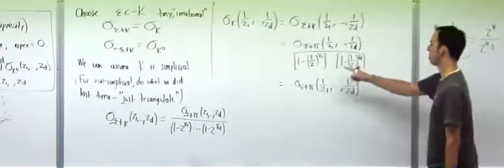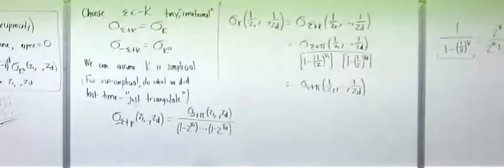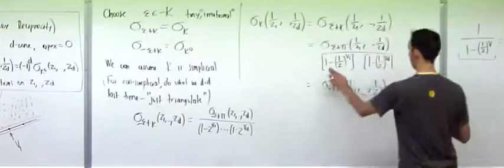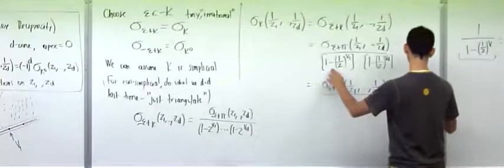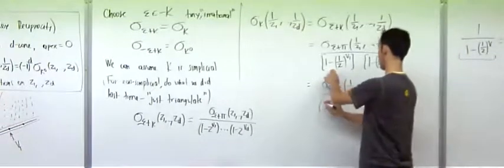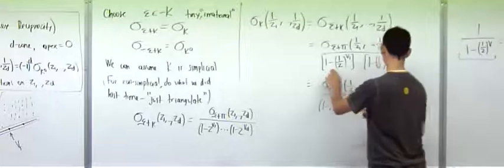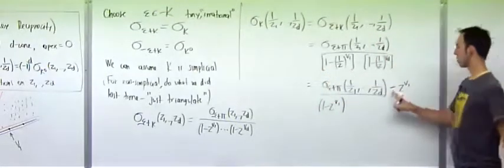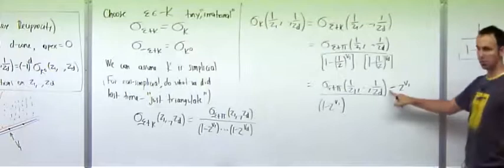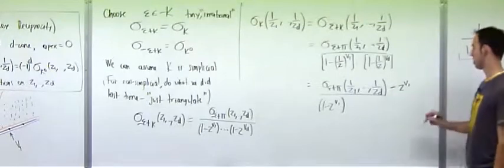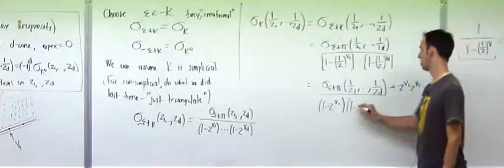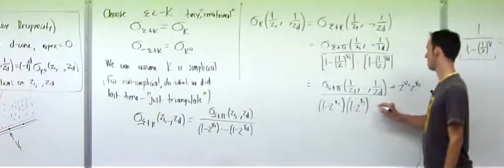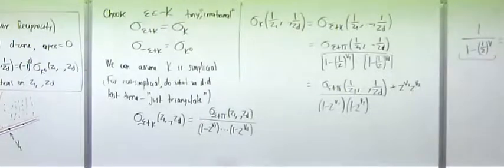Okay, but now each one of these things converts into something like this. So for example, the first one gives me a minus z to the v1, and then I get over 1 minus z to the v1. Then the second one gives me another minus, so now that becomes a plus z to the v2 over 1 minus z to the v2, etc. And every time I introduce a new term, I get a new minus sign.